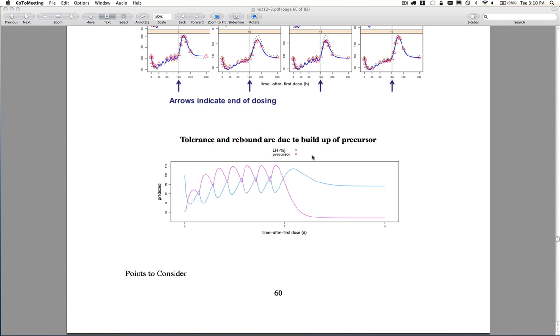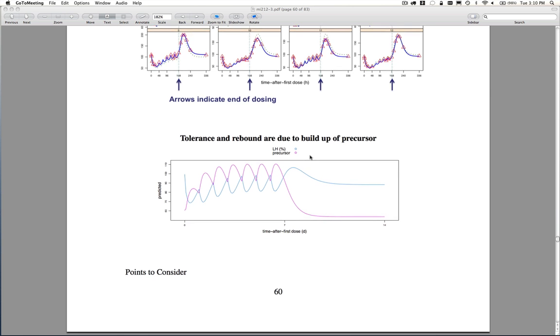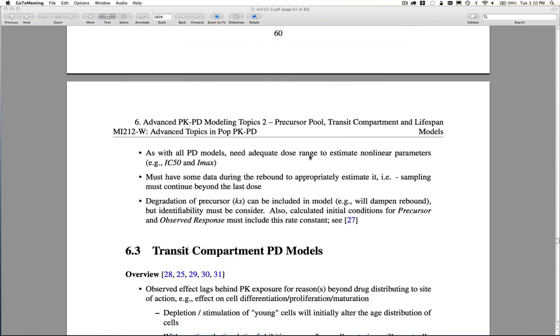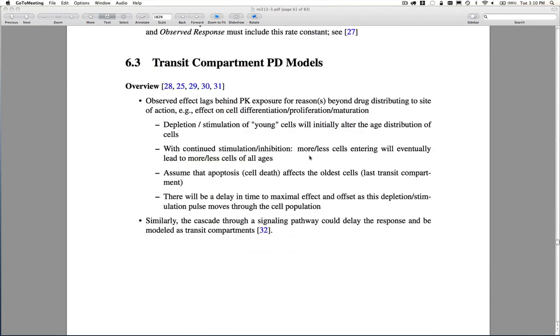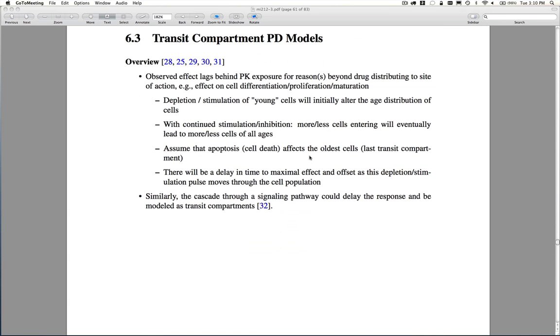Okay, I think hopefully that answers most of the questions on the precursor pool models at this point. Again, I'm certainly more than open to further discussions after class on the discussion board. I'm going to try now to get into the transit compartment models.